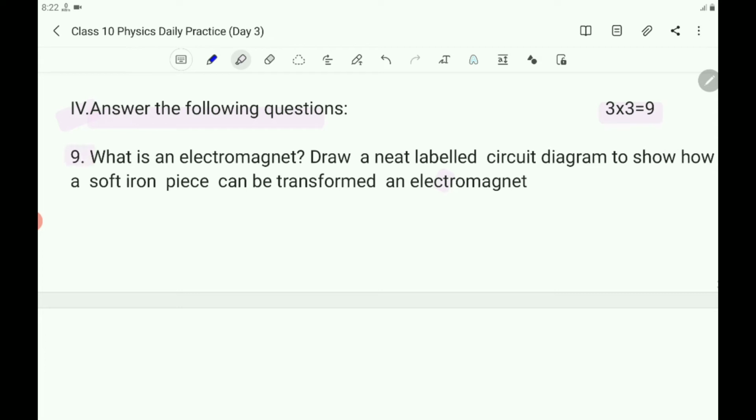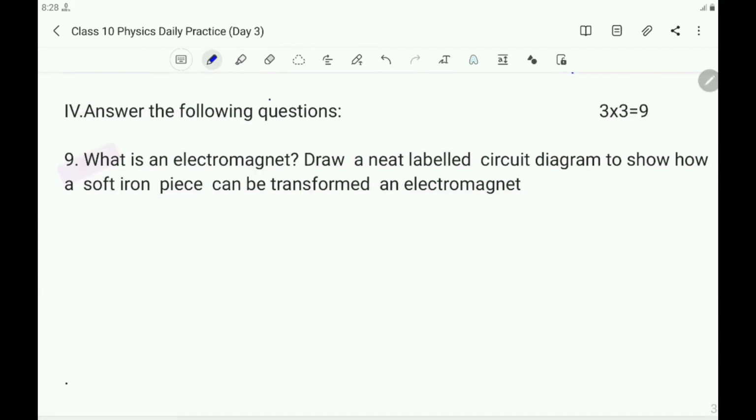Now you take the 9th question, which carries 3 marks. What is an electromagnet? Draw a neat labeled circuit diagram to show how a soft iron piece can be transformed into an electromagnet. Here, first let us write the answer to the question, what is an electromagnet? After that, let us draw the labeled circuit diagram.